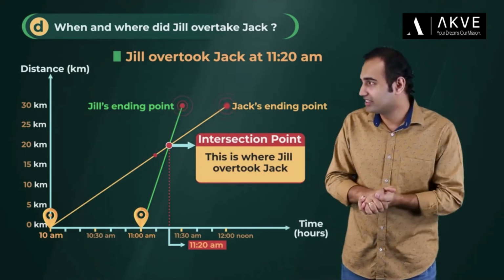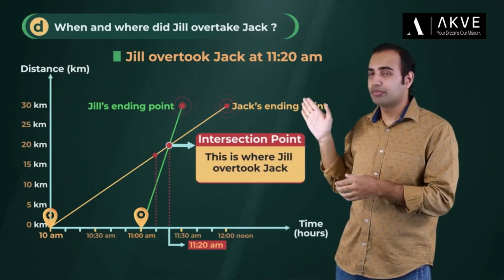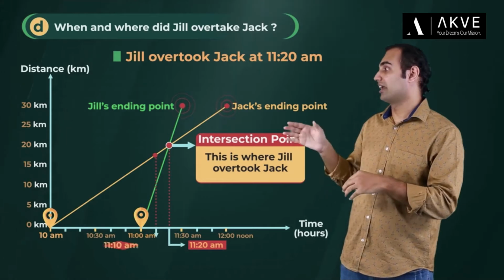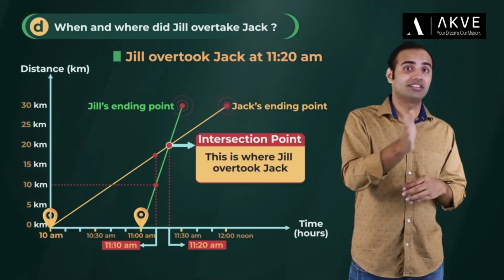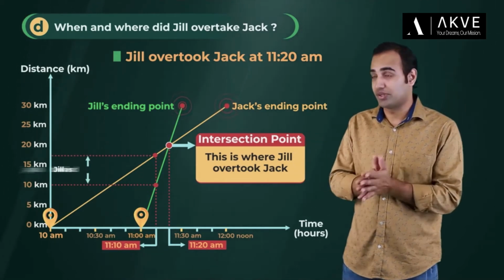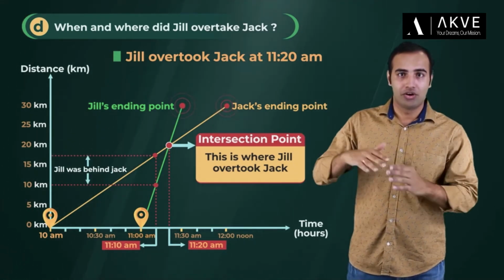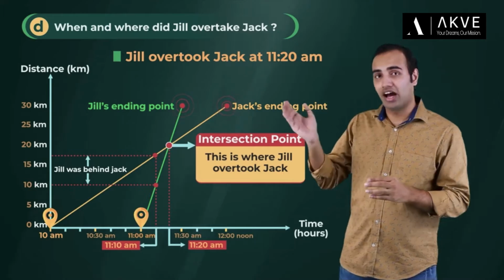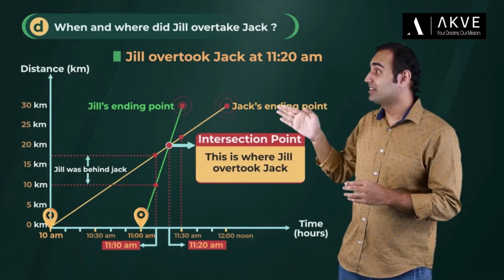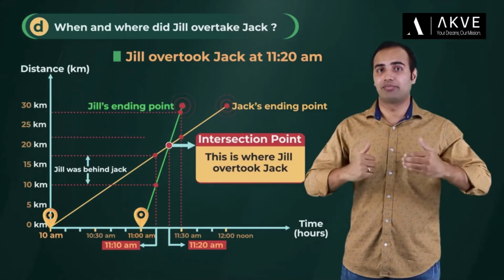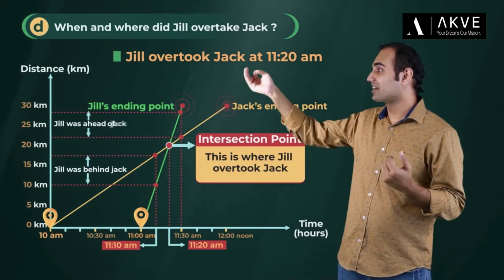Well, to verify this, let's draw a vertical line right before the intersection point, let's say at 11:10 am. Now at this time you can see that Jill has covered a lesser distance as compared to Jack, which means Jill is behind Jack. On the other hand, if I draw a vertical line after the intersection point, let's say at 10:30 am, you can see that here Jill has covered a larger distance as compared to Jack, which means Jill is ahead of Jack.